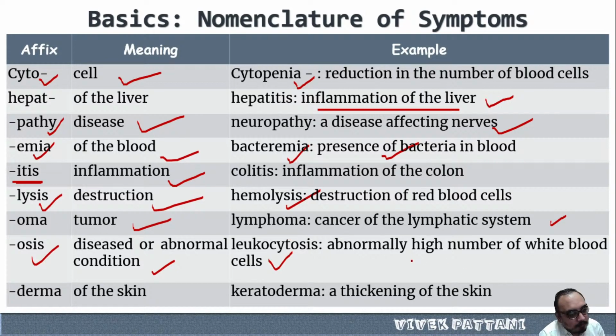where there is an abnormally high number of white blood cells. Now the last one is derma. It means of the skin. Keratoderma means a thickening of the skin.